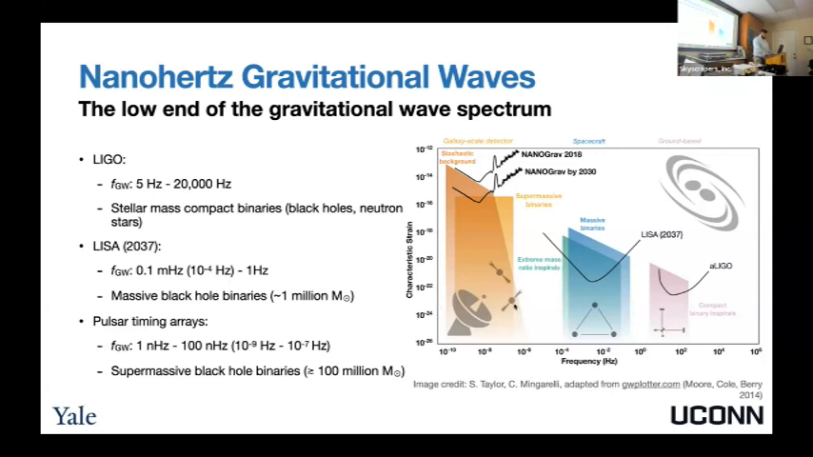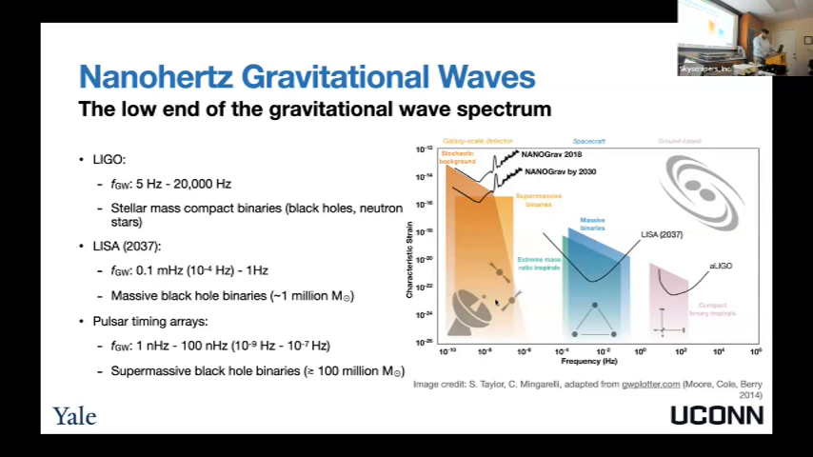And then finally, down here in the very low frequency regime, we have pulsar timing arrays, and these are the gravitational waves that I study. So these are nanohertz gravitational waves, or for those of you who like to think in periods, these are periods of around 30 years. And these come from supermassive black hole binaries. So the largest supermassive black holes in the universe, hundreds of millions of times the mass of the sun. And we are now detecting these for the very first time.